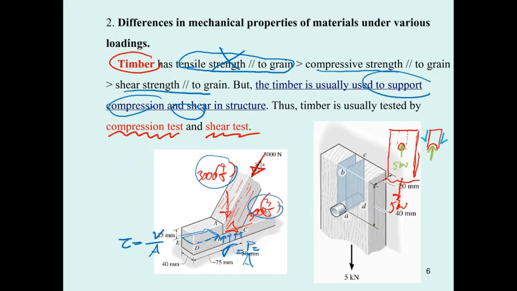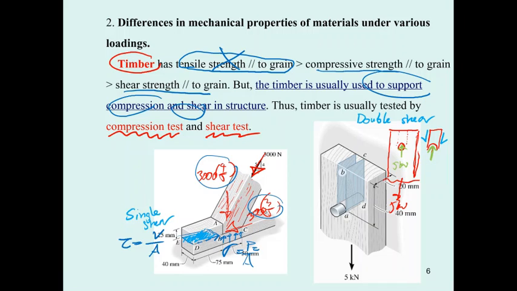And since there are two shear forces, on the left and on the right, this is what we call the double shear. And since this one has only one plane of shear force, this is going to be single shear. Okay, there are different kinds of shear.